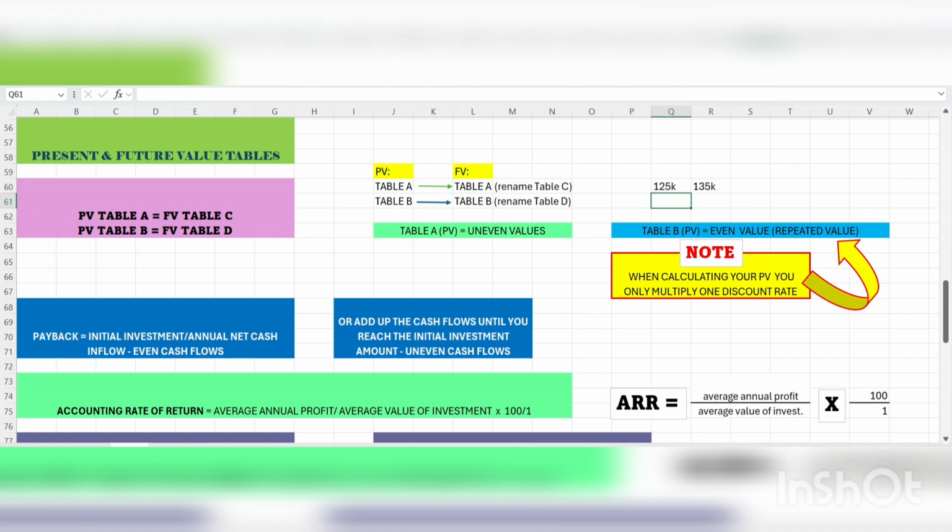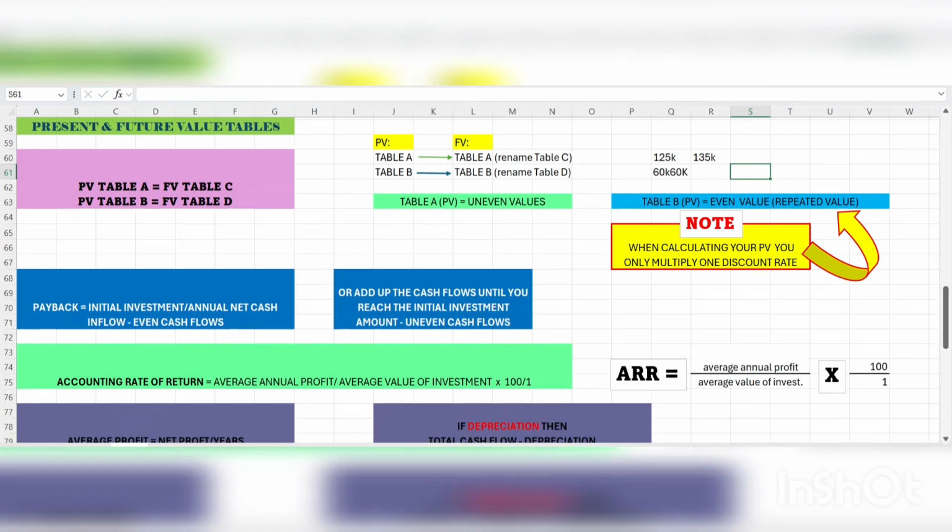But if you have the same amount, then it's going to be table B. Another point is when you're doing your calculation for your present value, when you're working with an even value, you don't add up the cash flows for each year. You just take one cash flow and you multiply that by the discount factor for the number of years. It's only one calculation.